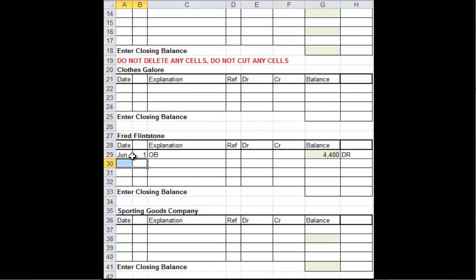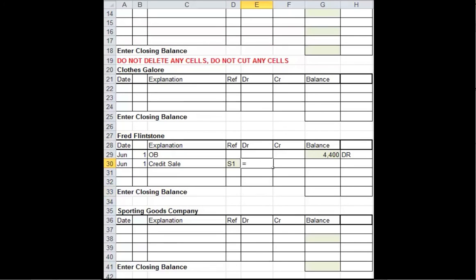Now, to enter the transaction for this sale, we need to enter June, the date 1. The explanation is a credit sale. The reference we'll put in here will be S1. The S stands for the sales journal, and the 1 is page 1. Now, we've only got one page here, so that's become page 1.